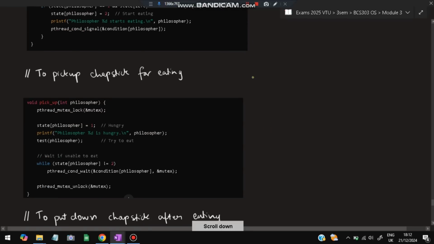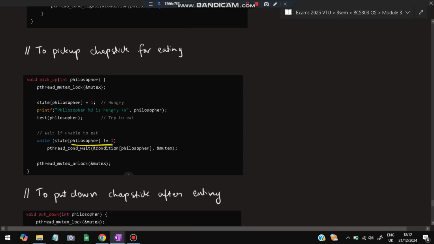Second is to pick the chopstick. Two functions are remaining, one is pick up, one is put down. Pick up means taking a chopstick, and to take a chopstick, first the philosopher should be hungry. Then we'll check if the philosopher can eat or not. If it cannot eat, it has to wait until it can eat. Once it eats, done, then it can unlock, it can give its chopstick so that other neighbors can eat. So this is the code for picking up the chopstick for eating.